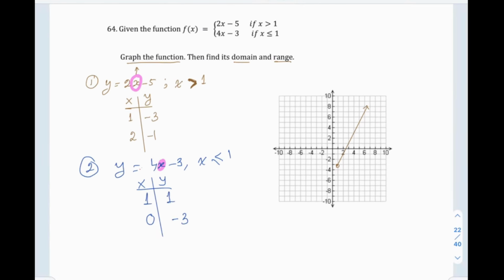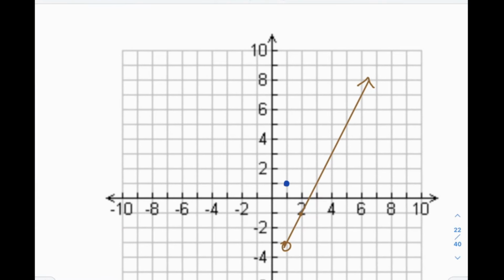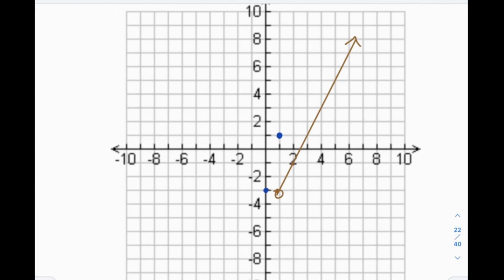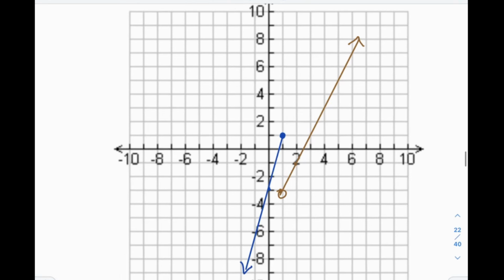And let's start plotting. 1 and 1 is here, and now it's a closed circle because there is an equal sign here. 0 and -3, it is here, the y-intercept. And then this is the starting point, and you will match, and this is the arrow.